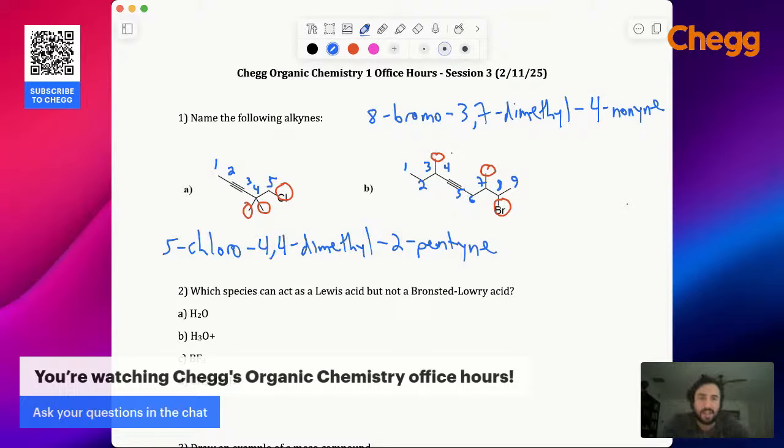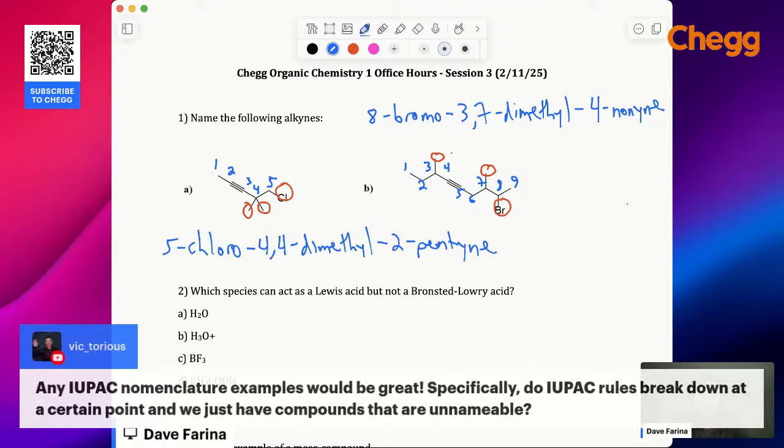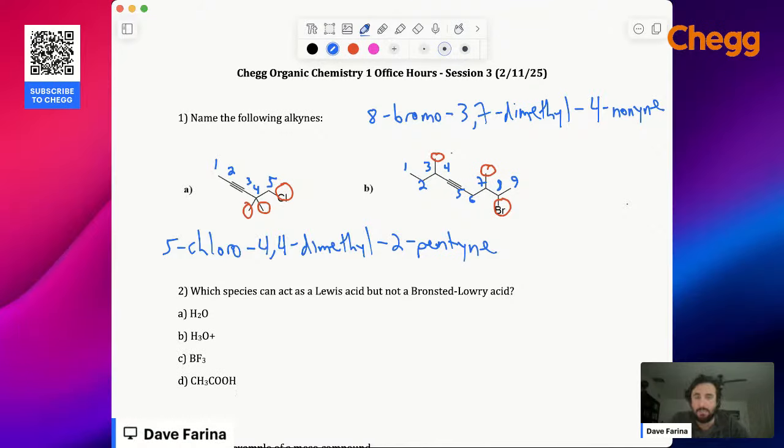Victorious asks, any IUPAC nomenclature examples would be great. Specifically, do IUPAC rules break down at a certain point and we just have compounds that are unnameable? So no, certainly the whole point of IUPAC nomenclature is to be able to unambiguously name any organic molecule. So there would not be an example of any organic molecule that is unnameable, because there are specifically rules to be able to name any molecule.